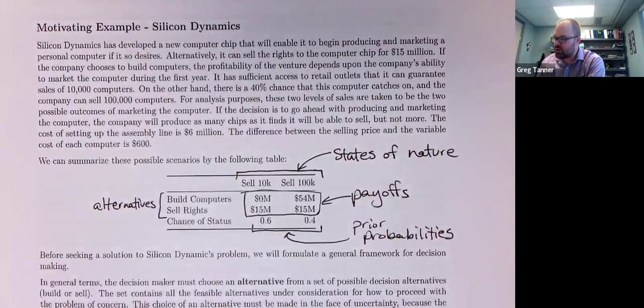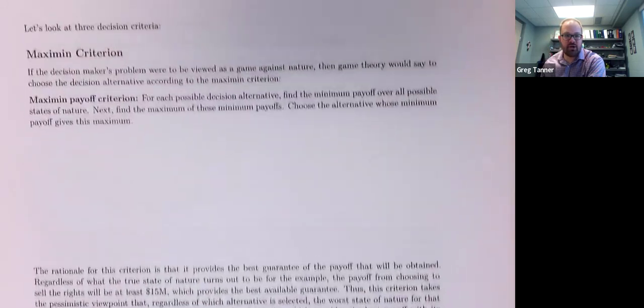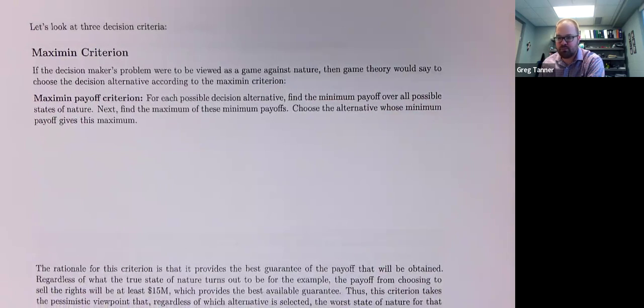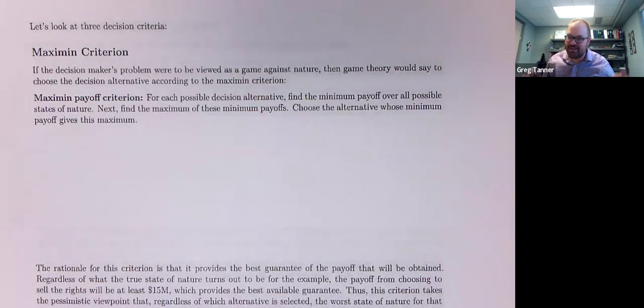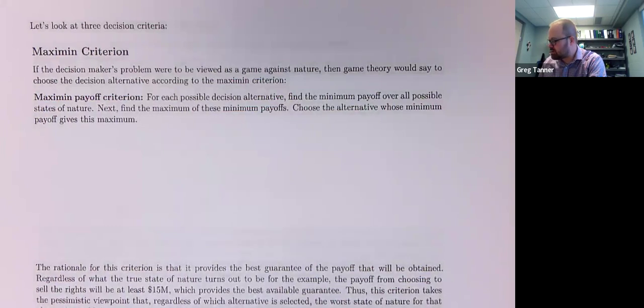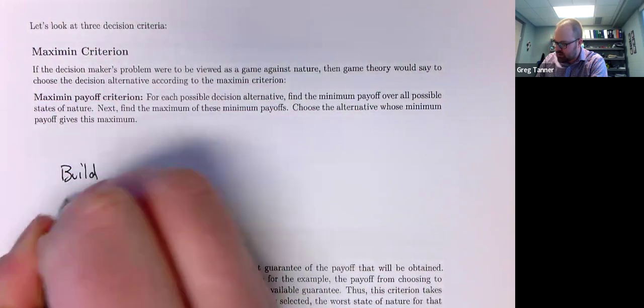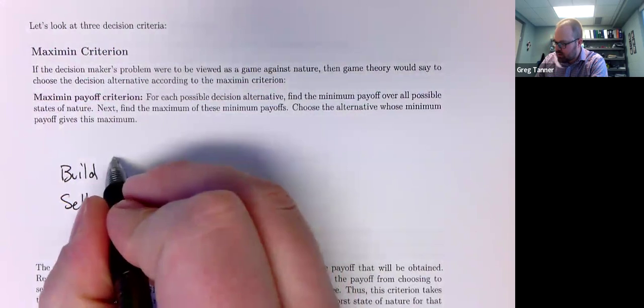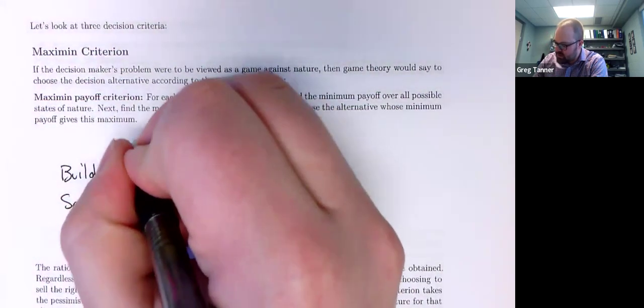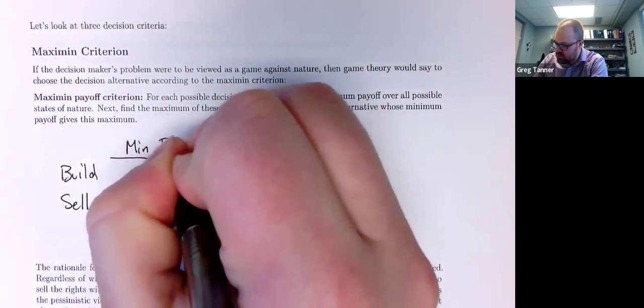So we're going to meet 3 decision criteria. The first decision criteria is the max and min criteria. This criteria takes the viewpoint that your states of nature are determined by a malevolent opponent that's trying its best to minimize your gain. And so what you want to do is, for each of the alternatives, so our alternatives are build or sell, find the min payoff for each of those.